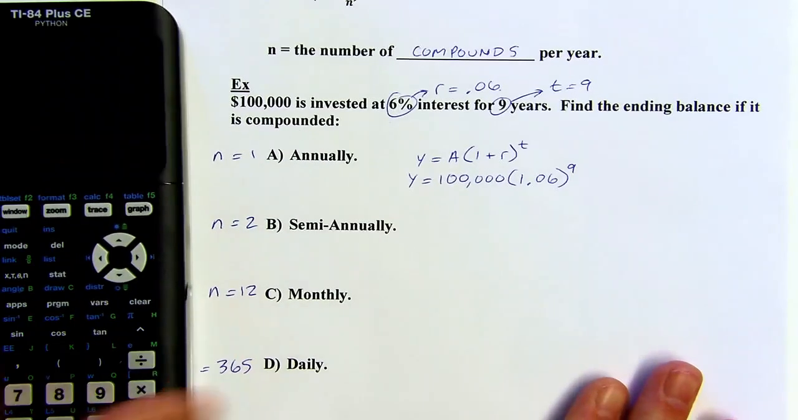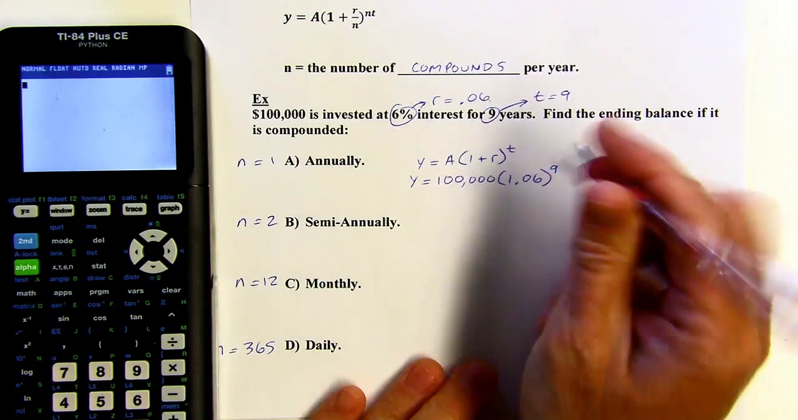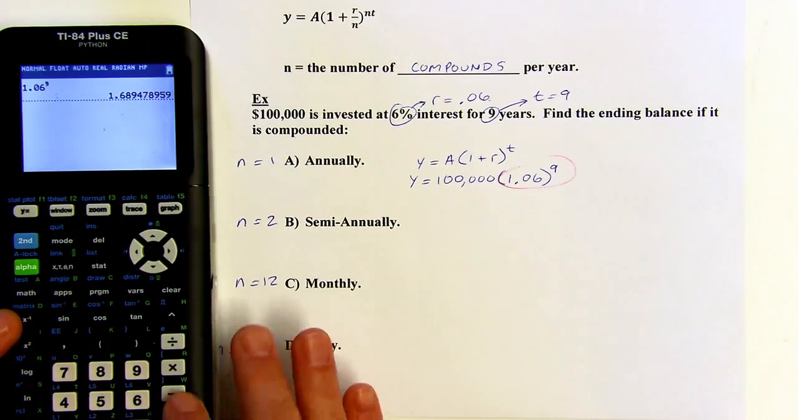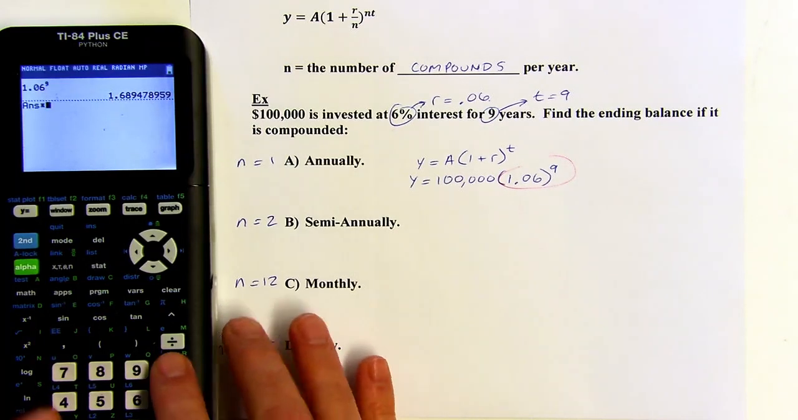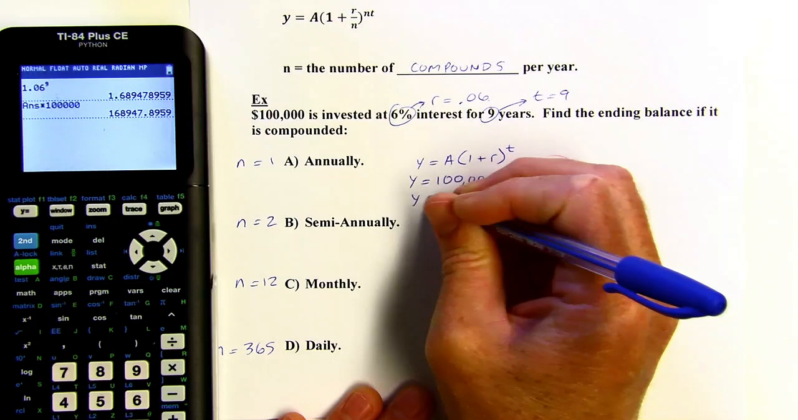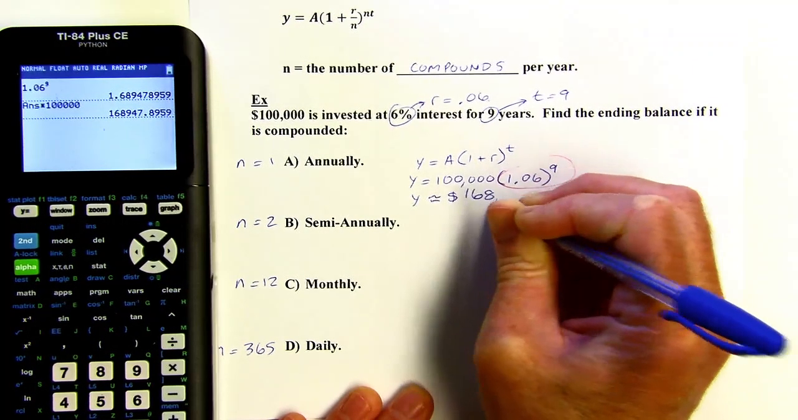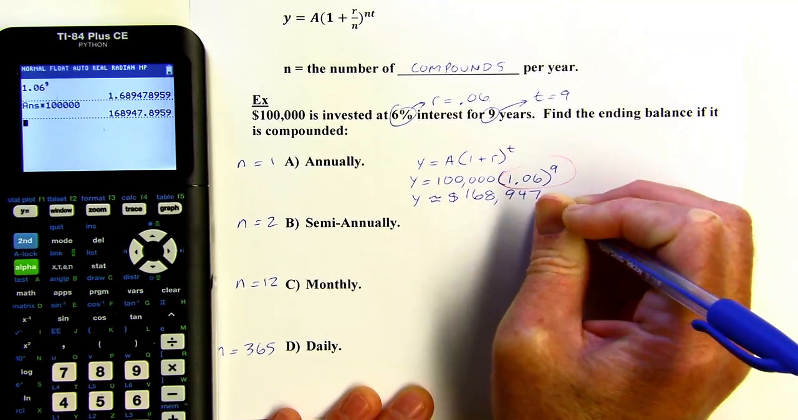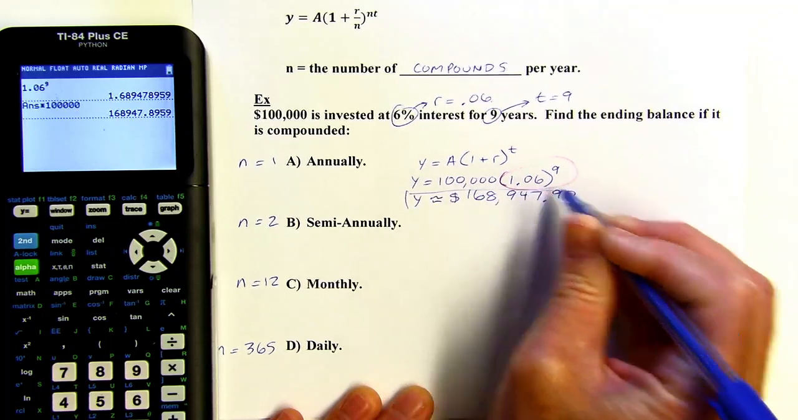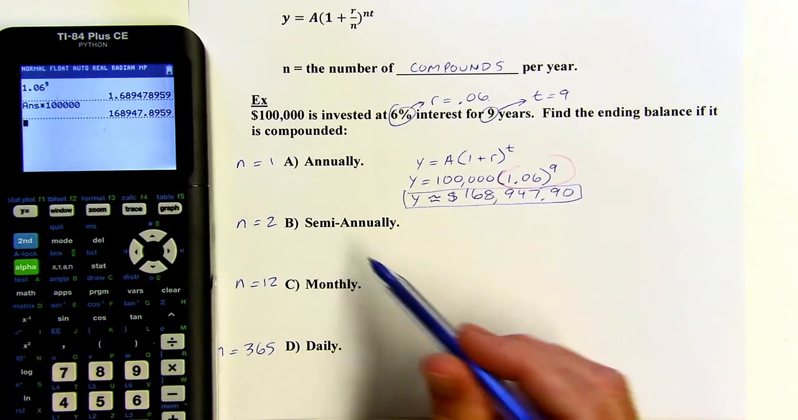Here, I'll get my calculator up here. Going to do the exponent first, so I'm doing this part first. There's 1.06 to the 9th, and then I'm going to multiply that by 100,000. And I've got, let's see, that's $168,947.90. I'm rounding to the nearest cent. Okay, so we should get a little bit more than that if we're compounding twice per year.